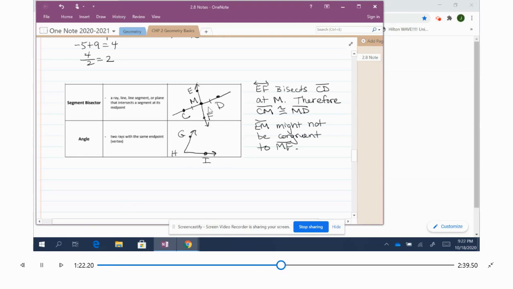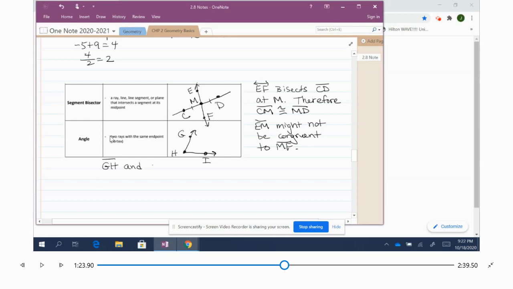So watch out for that, okay? That's important. When EF is doing the bisecting, that does not mean EM and MF are the same. It doesn't mean that CD also bisects EF, for a couple reasons. First, EF, the line, didn't get bisected. We don't know if M is the midpoint of EF. So don't get fooled by that.